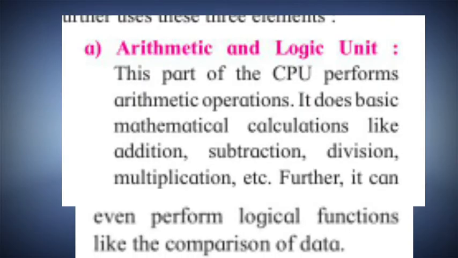Let me focus on various parts of our CPU. What is our first part? Arithmetic and logic unit, called ALU. This department performs all kinds of arithmetic operations like addition, subtraction, multiplication, division. If we provide simple numbers or large, lengthy, complex numbers, still it performs the operation with high accuracy.